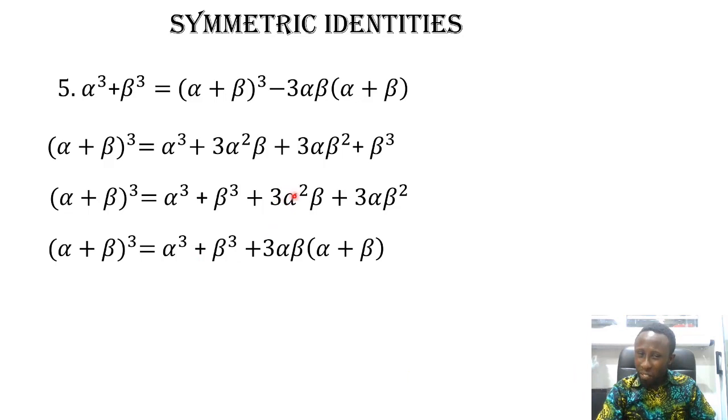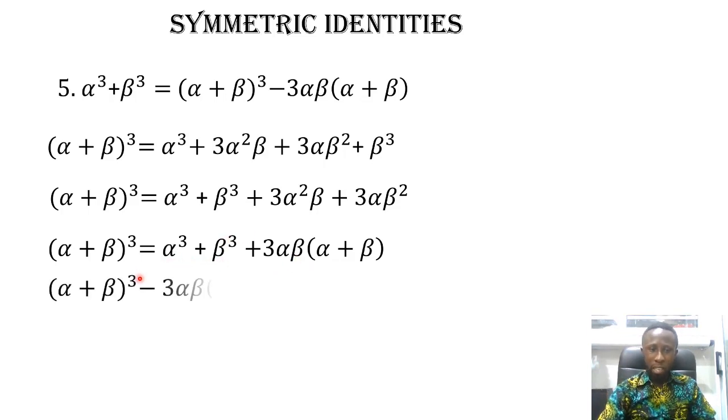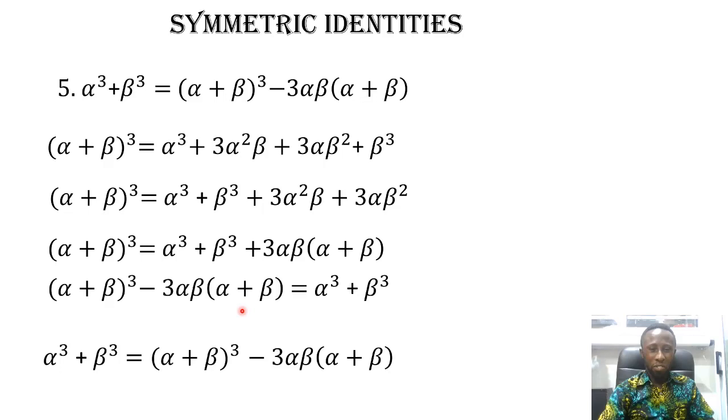So 3 alpha square beta plus 3 alpha beta square. If we factorize the alpha beta out, we get alpha plus beta, right? So 3 alpha beta out, because there's 3 here, there's 3 here, there's alpha here, there's alpha here, right? There's beta here, there's beta here. So if I factorize alpha beta out, I'll get alpha plus beta. Okay, if you multiply it, you get this expression, factorization. Therefore, we are approaching our proof. This is what we are looking for. So you then maintain this and move this one across the equal sign, right? Good. Then it has been proved.